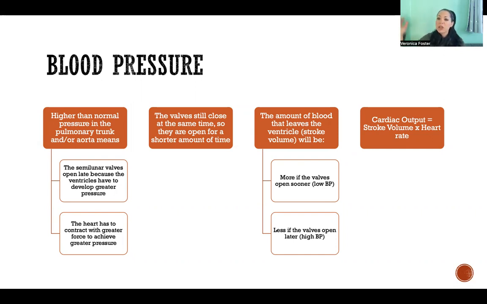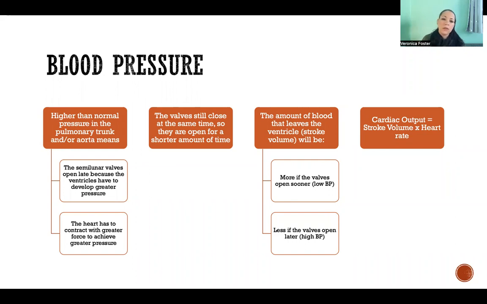Okay, so if we have low blood pressure in the vessels, then those valves will open up sooner because we'll be able to achieve the amount of pressure we need earlier. If we have high blood pressure in those vessels, then it's going to take longer to generate a sufficient amount of pressure. So those valves are going to open later because it takes longer to get the pressure high enough to overcome the pressure that's in the valves.